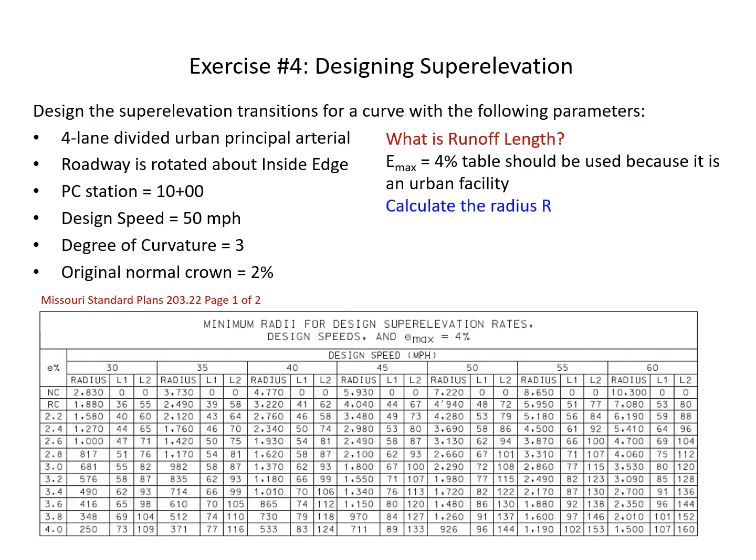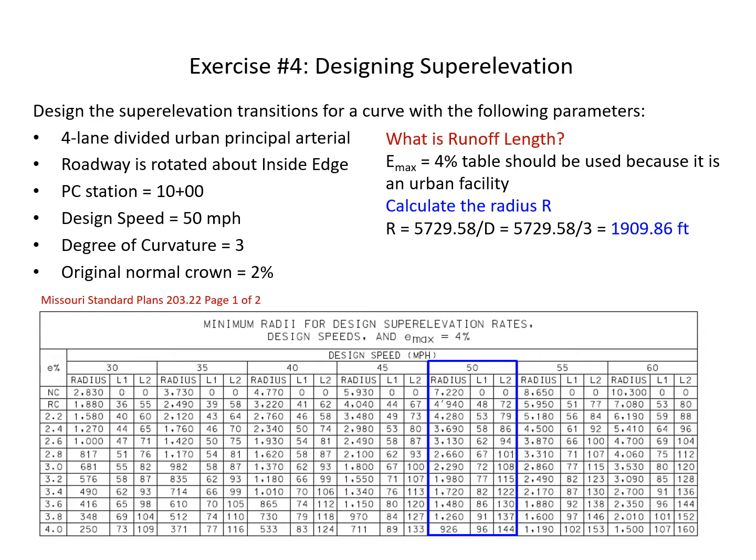Let's calculate the radius r. The equation 5,729.58 divided by d, or the degree of curvature, will calculate our radius. If we plug in the numbers, we get a radius of just under 2,000 feet.